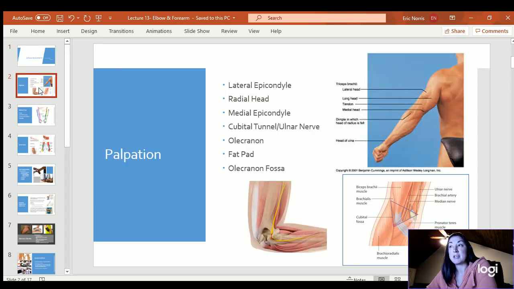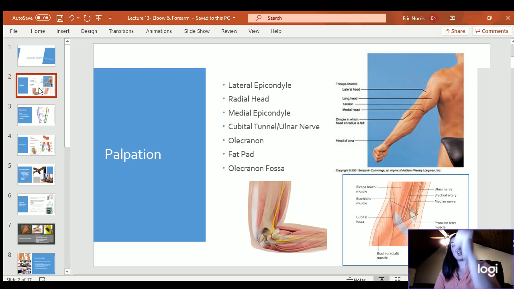First we'll do palpation. We'll do this in the lab, but I'll just go over our lateral epicondyle on the outside of the arm, the radial head. Remember, rad is on the thumb side, so the radial head is on the thumb side. The head is at the top. The medial epicondyle is on the inside. Cubital tunnel is right there.